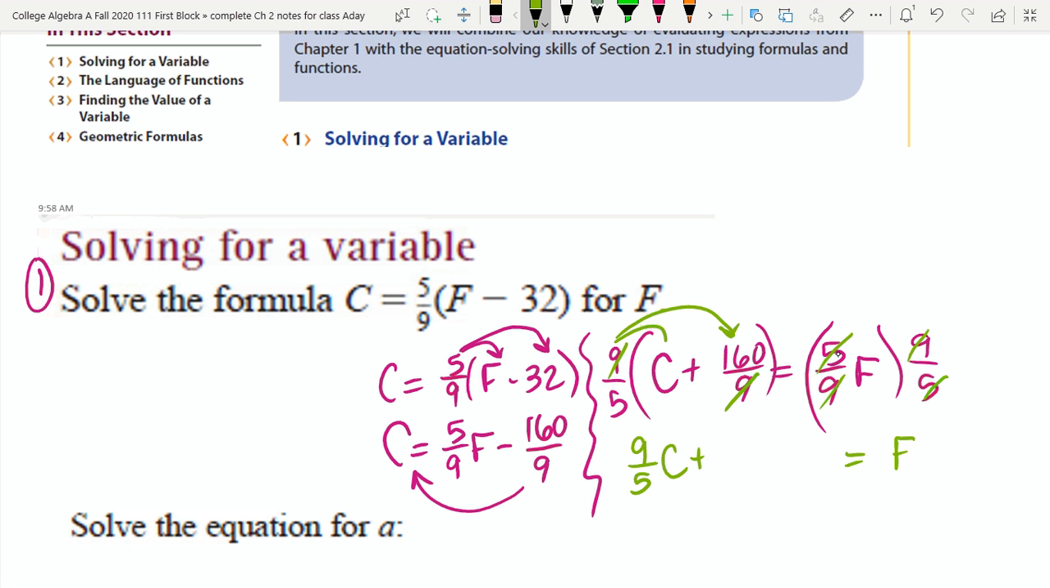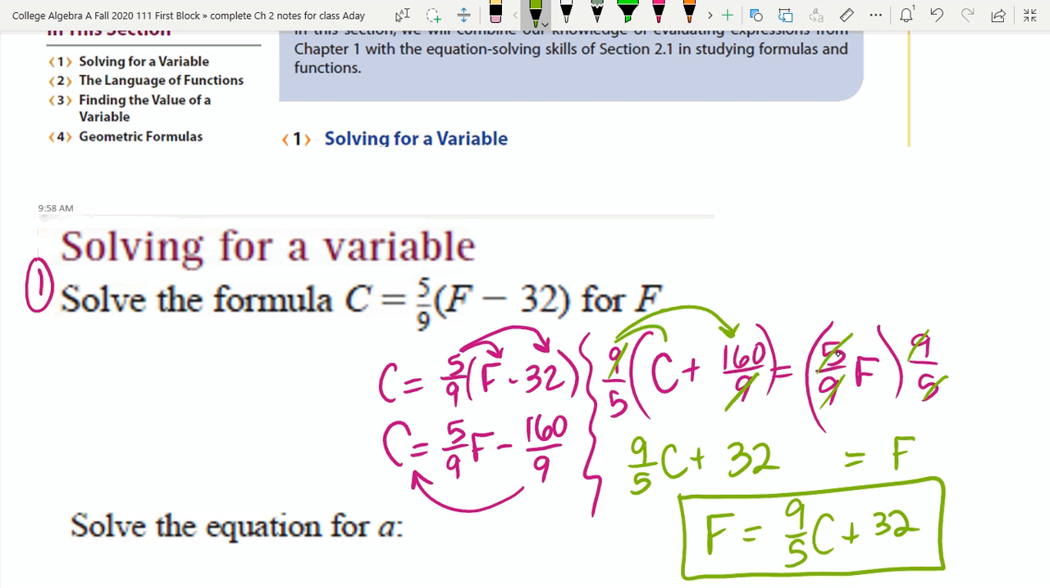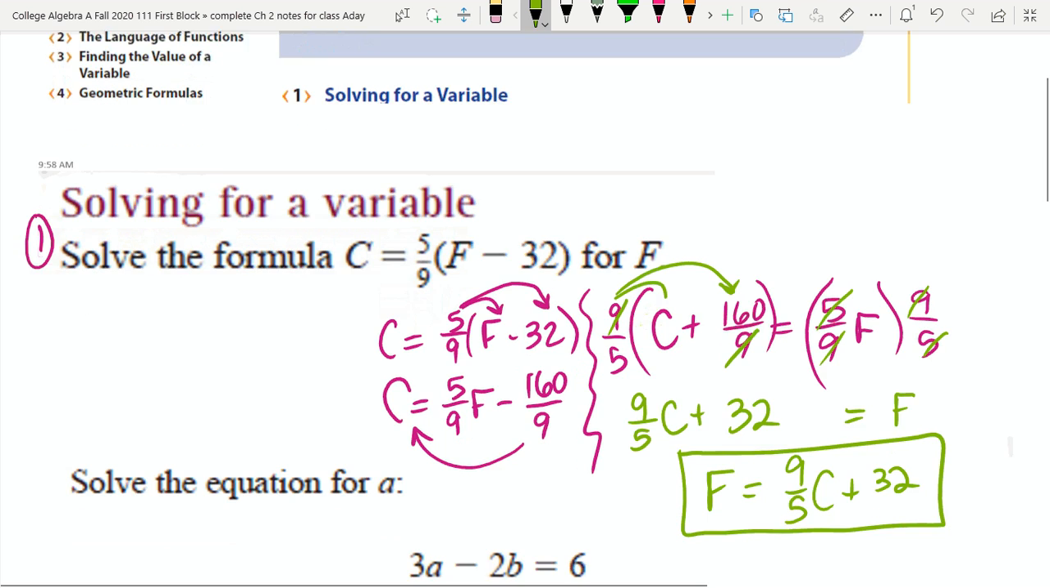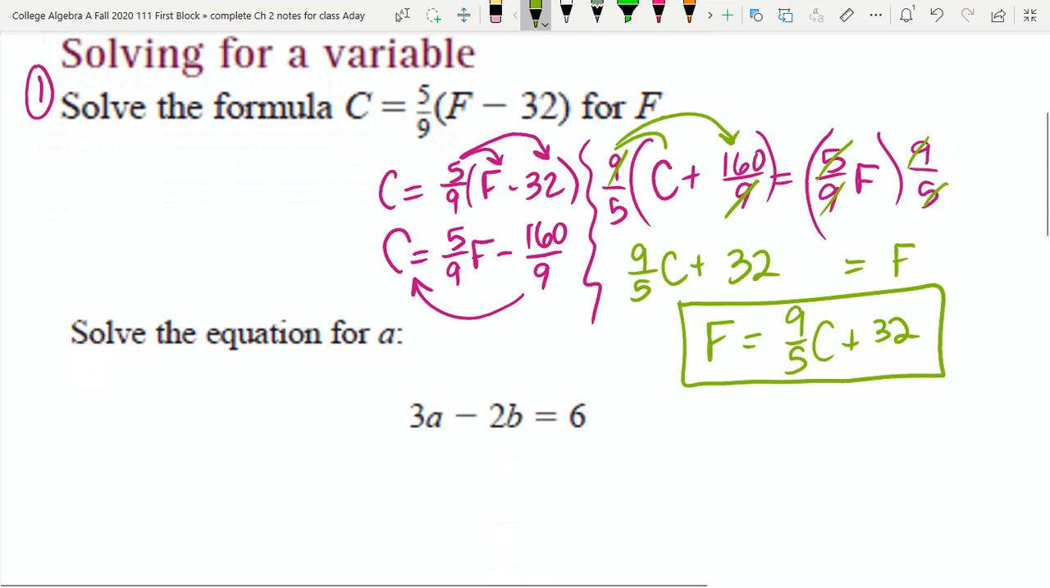Let's see what 5 into 160 is. 32. So my final answer is F equals 9/5 C plus 32. All right, example 2.